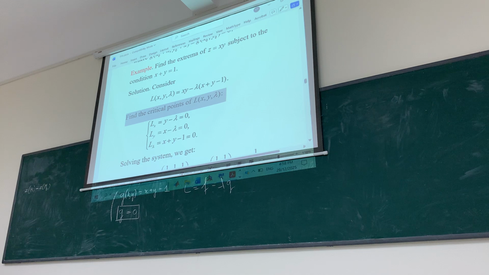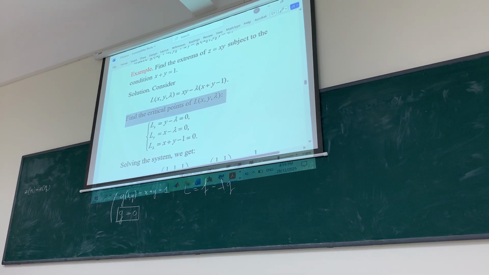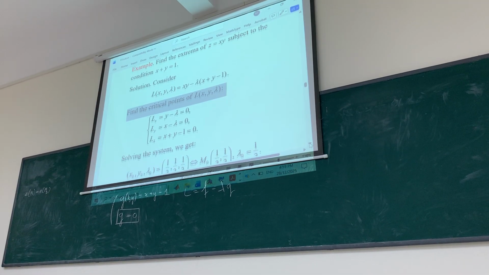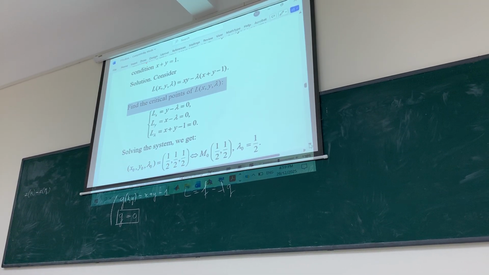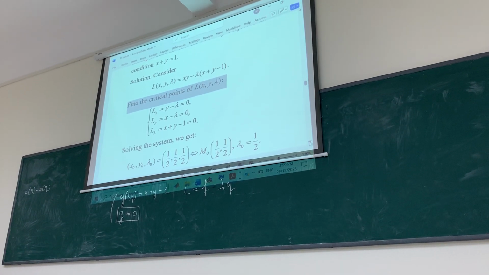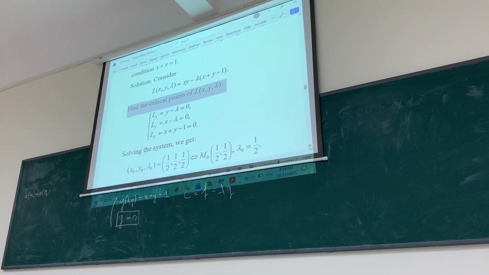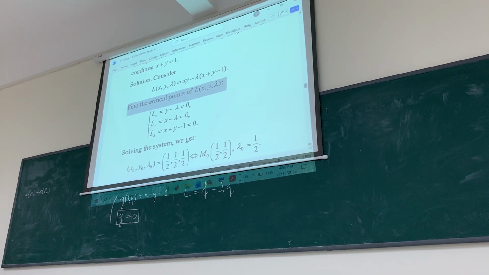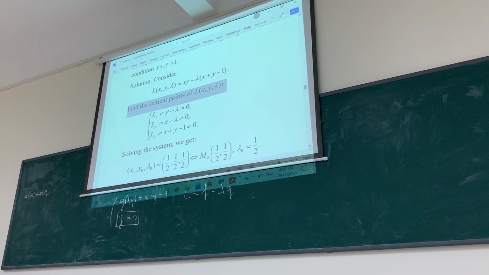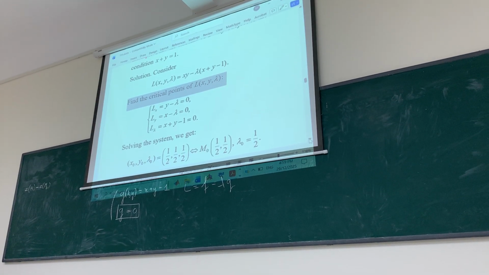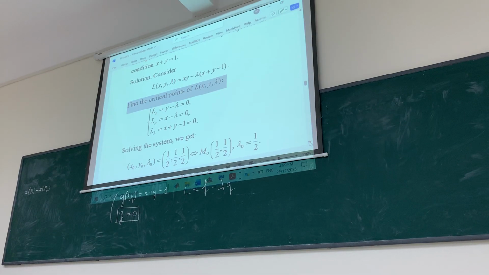Actually, one source. X equals y equals lambda equals 1/2. Very easy to find. So the system we get: the critical point of function L is 1/2, 1/2, 1/2. Corresponding M0 is 1/2, 1/2, with lambda 0 equal to 1/2.